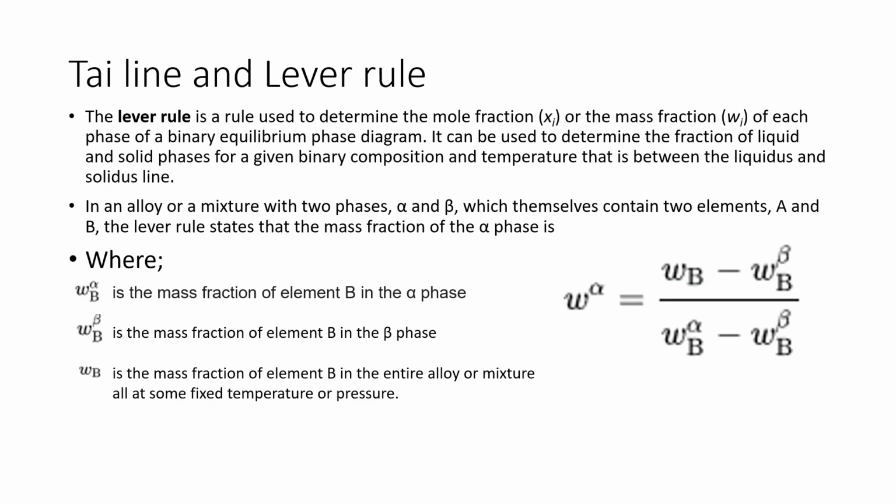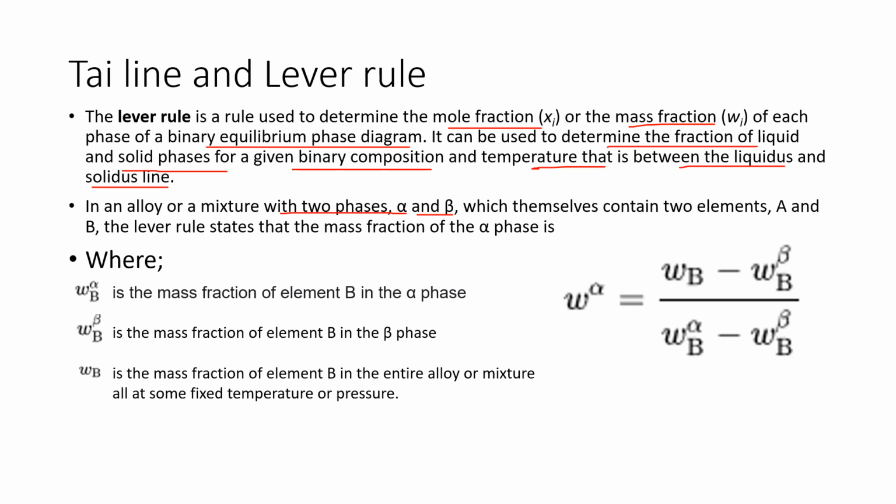Tie line and lever rule. The lever rule is a rule used to determine the mole fraction or the mass fraction of each phase of a binary phase equilibrium diagram. It can be used to determine the fraction of liquid and solid phases for a given binary composition and temperature that is between the liquidus and solidus line.